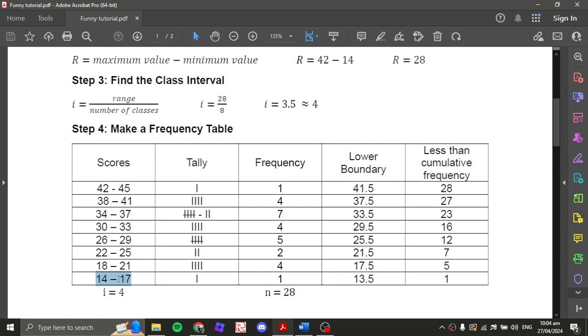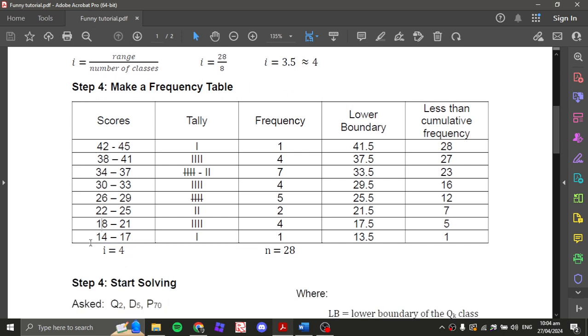But when talking about class intervals, there are four numbers between 14 and 17. 14, 15, 16, 17. There are four numbers in total. But if you want to make it easier, just plus 4 and you'll get the lower limit classes for your scores. So 14 plus 4 is 18. 18 plus 4 is 22. 22 plus 4 is 26. And so on and so forth.